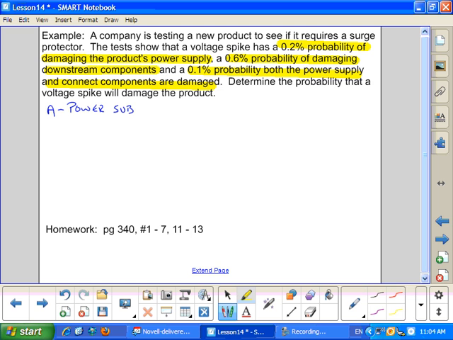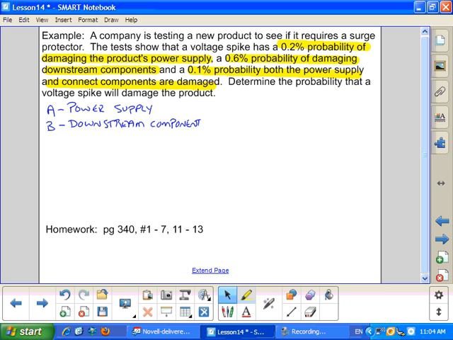Oops, can't spell. It's a good thing I'm doing a math video. And now I have highlighter. That's even better. And power supply. B is the downstream components. So that's things that are hooked into the wall. So if your computer fries, or it could be something that's hooked up through the computer. So let's say your iPod is charging on the computer. There's a 0.6% chance if there's a spike, it's going to get your iPod.